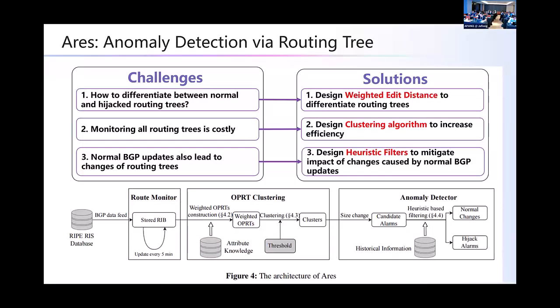We designed a weighted distance to differentiate routing trees. The second challenge is that monitoring all routing trees is costly. The resolution is we design a clustering algorithm to increase the efficiency. And finally, we design some heuristic filters to mitigate the impact of changes that are caused by normal BGP updates.